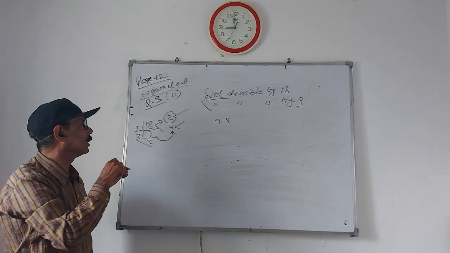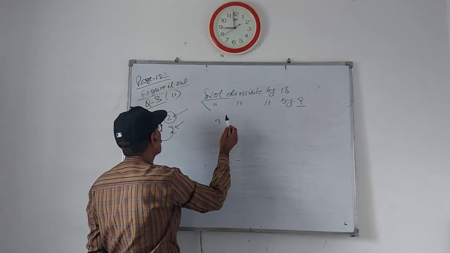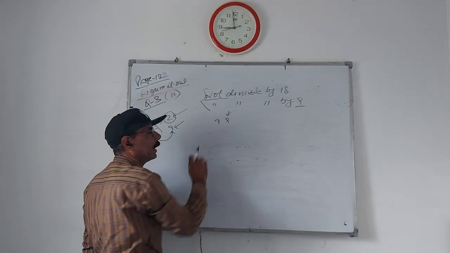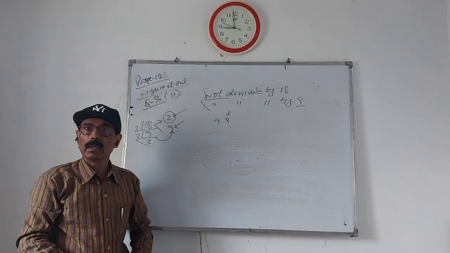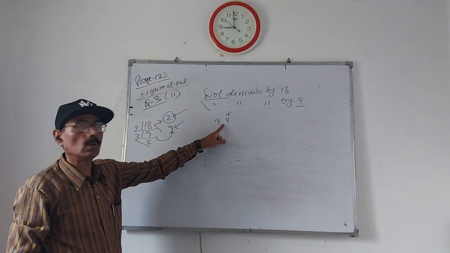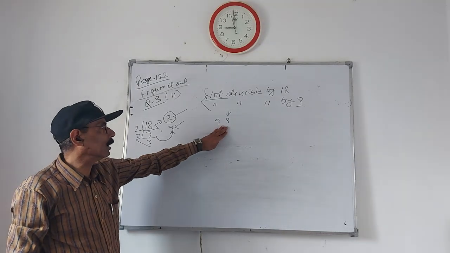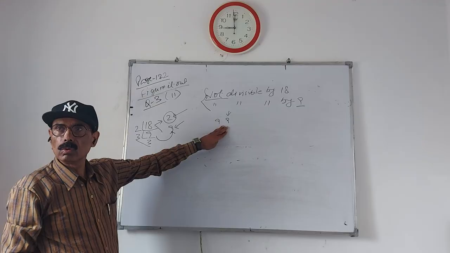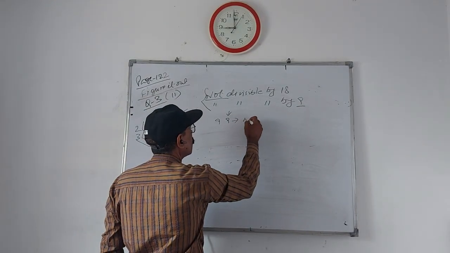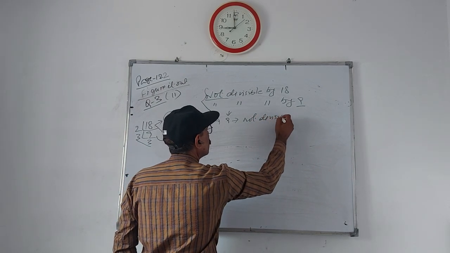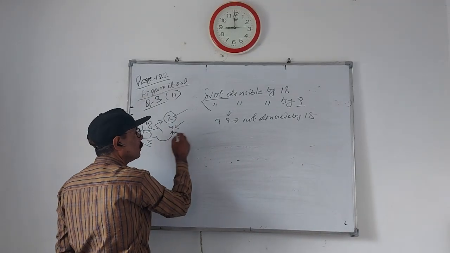Understood? Is this number divisible by 18? Tell. It is not divisible by 18. Why? It has to be divisible by 2 also. Last digit is 9. Therefore, this number is not divisible by 2. Only divisible by 9. That means this number is not divisible by 18. Reason is what? Not divisible by 2. Divisible by only 9.